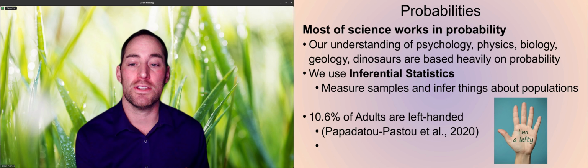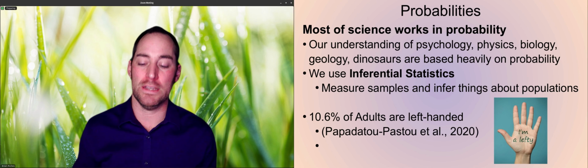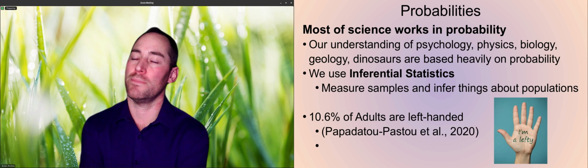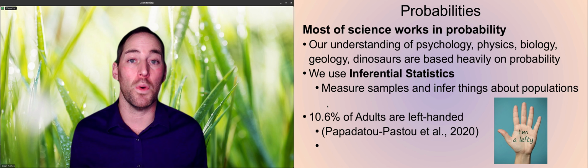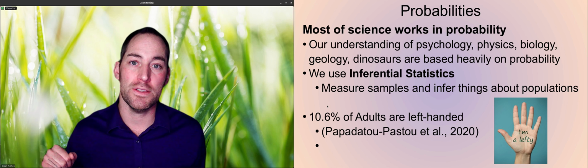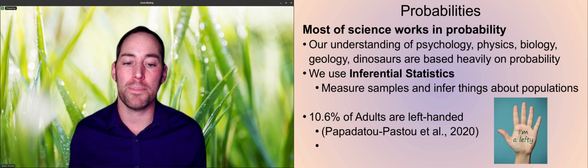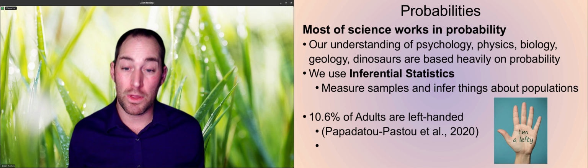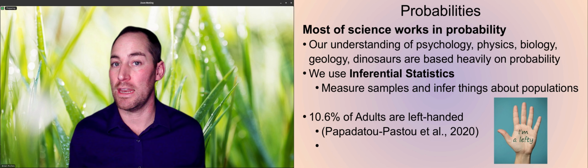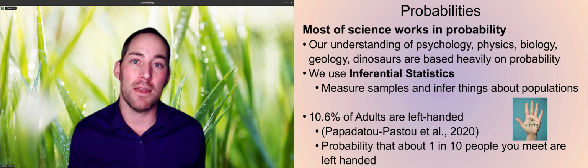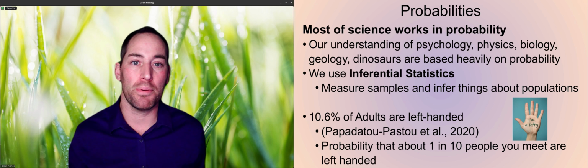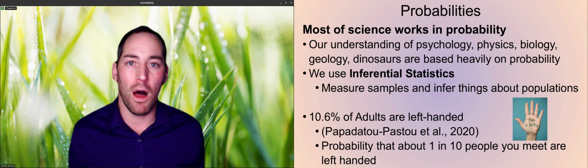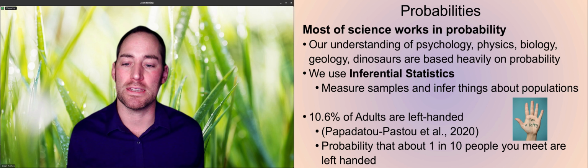So most sciences do work in probabilities, and an example of this is that 10.6% of adults in the world are left-handed. So 10.6% of the world population is left-handed. So the probability of you running into a left-handed person is that about 1 in 10 people that you meet are left-handed. So if you meet 10 people, it's a pretty high probability that one of them will be left-handed. If you meet 20 people, almost certainly you will have met one person that's left-handed.